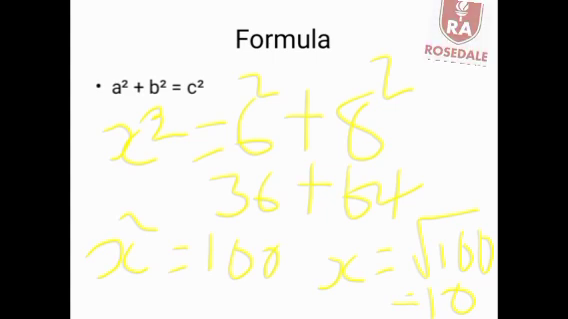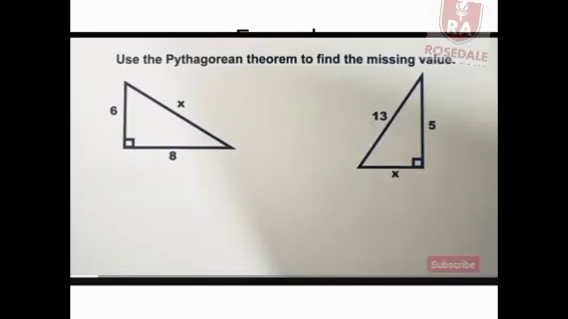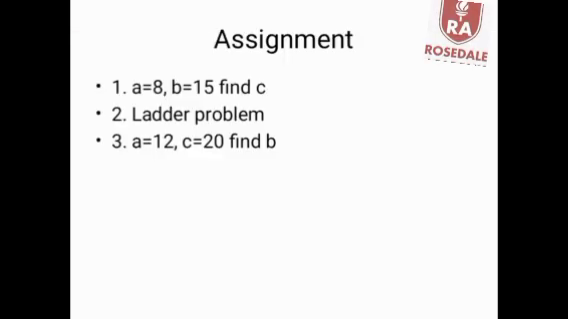All right, I'm leaving you with this homework. This is going to serve as your homework. Please find the missing side for each triangle. And also, you have another one. Use the Pythagoras theory to find the missing value. If you follow all the examples we have solved so far, you will find it. And help me find the missing side.